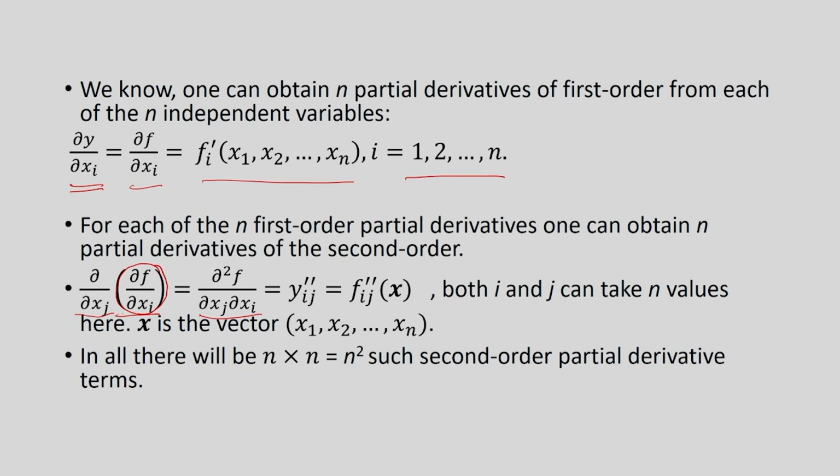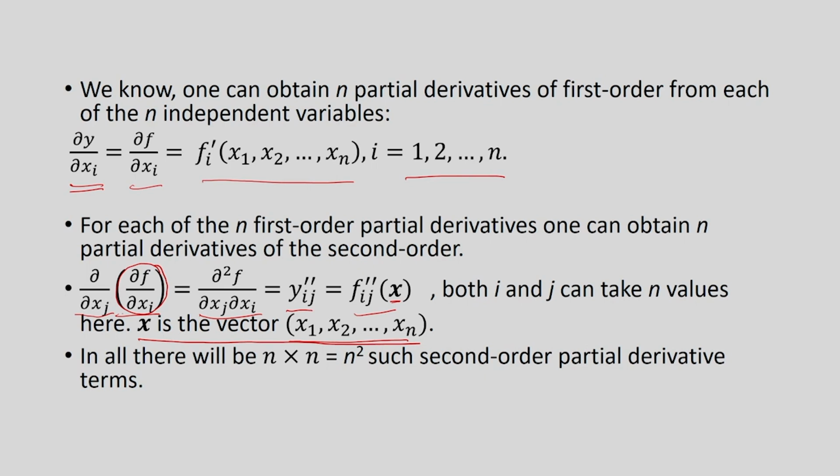So, this expression is also written as y″ᵢⱼ or f″ᵢⱼ(x), where if you notice this x that I have written here is boldface x, which basically denotes this vector. So, this vector. Okay. So, this is the second derivative.